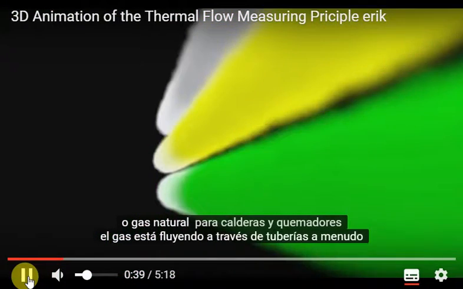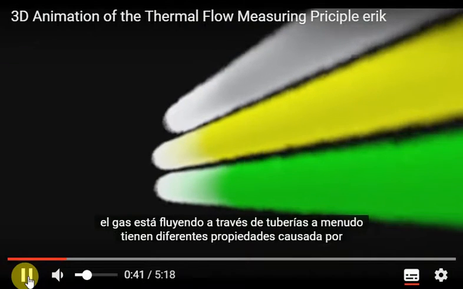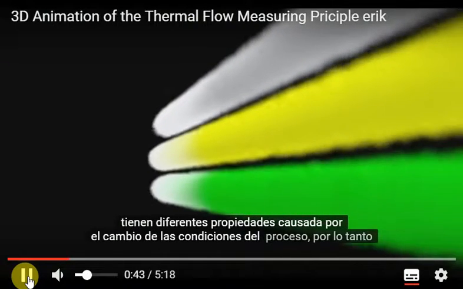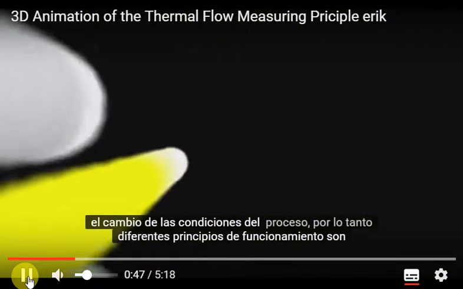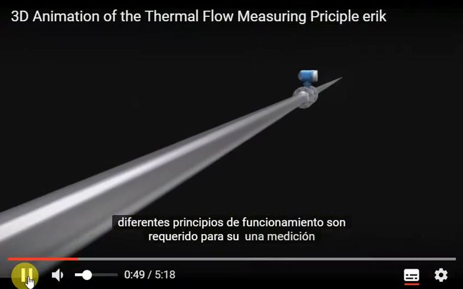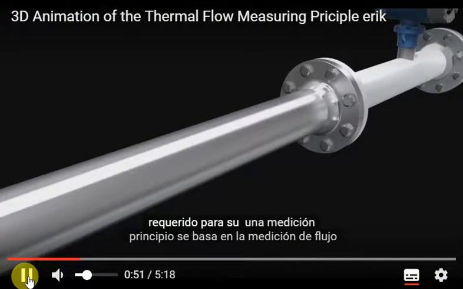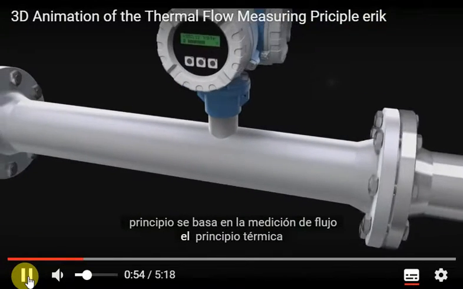The gases flowing through pipes often have different properties caused by changing process conditions. Therefore, different operating principles are required for their measurement. One principle is flow measurement based on the thermal principle.